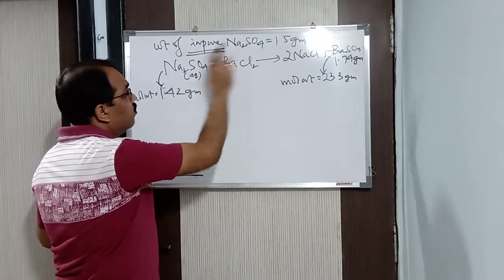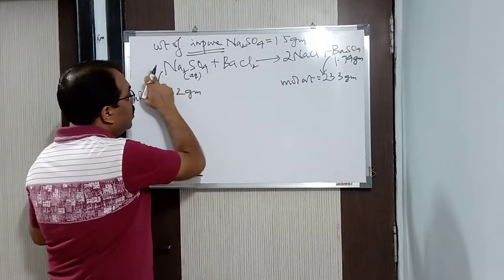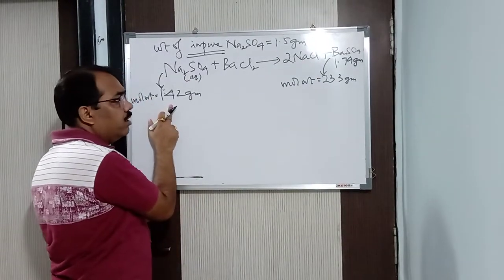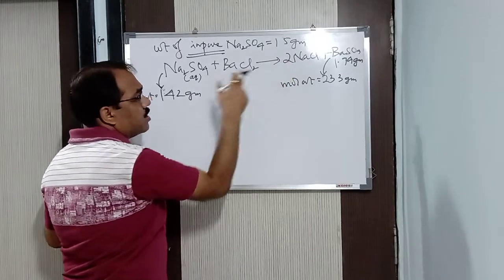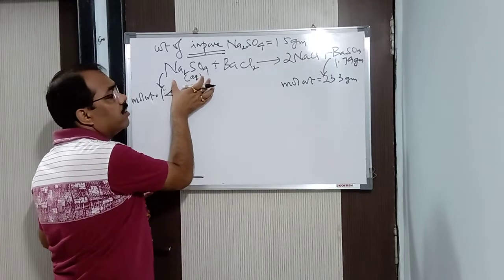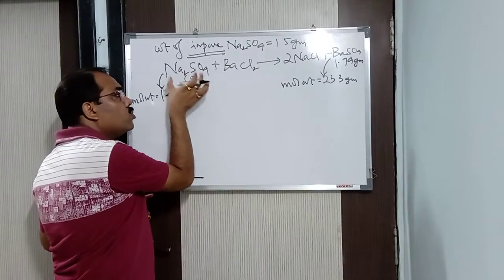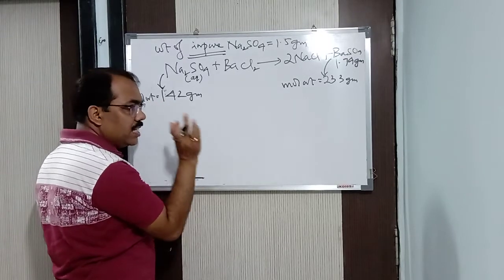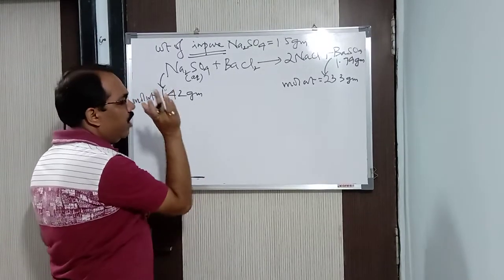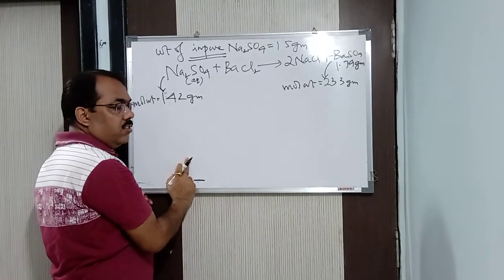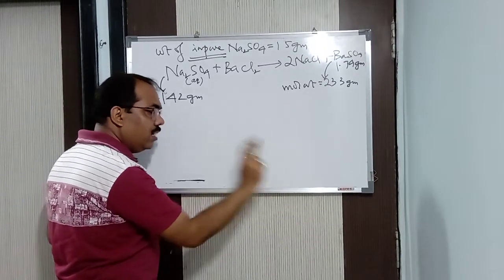See, my job is over. First I wrote what is being given in the question. Then I wrote the equation, a balanced equation. Then I wrote what is being given. Alright, and what is being asked? I have to calculate the percentage purity. To calculate percentage purity, I need to calculate the weight of pure sodium sulfate. So that means weight of sodium sulfate is asked. So I have to write a statement in such a manner that the weight of sodium sulfate will be at the end of the statement.